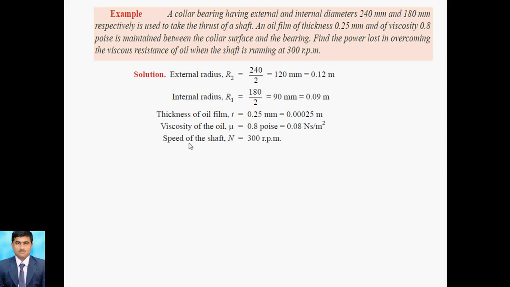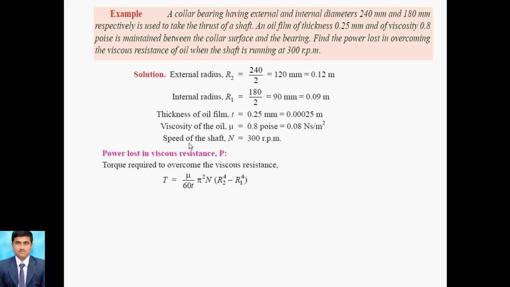So here we can divide by 10, so directly we get 0.08 Newton second per meter square. Then the shaft speed is about 300 rpm. Now we go for the power lost. Because V is equal to 2 pi N T by 60, and T is unknown, we calculate T first.